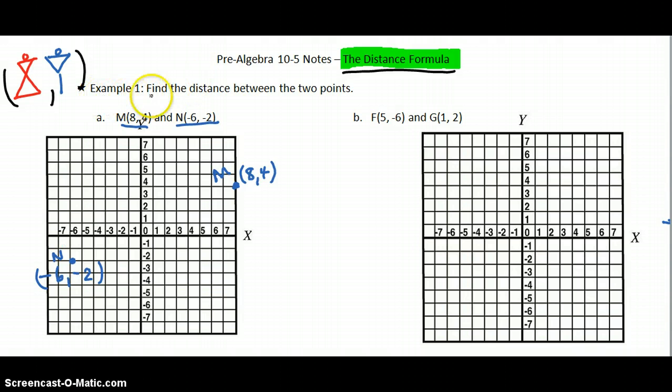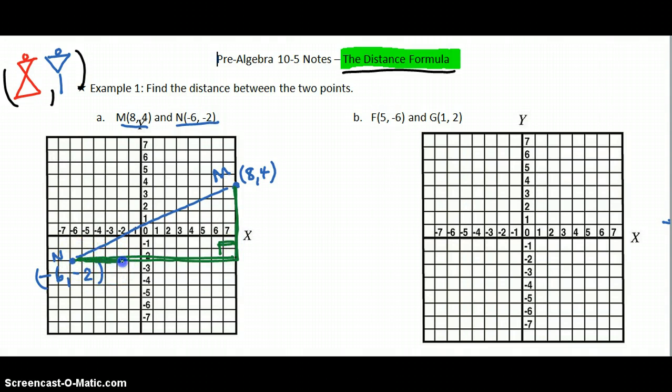Now, the actual instructions say to find the distance between M and N. To find the distance, I really can't count the boxes because I'm moving at a diagonal and I'm not cutting through each box evenly. So let me show you what you may already be thinking. We can use what we've just learned, the Pythagorean theorem, to find the length of MN, because if I draw these two lines, I have formed a right triangle.